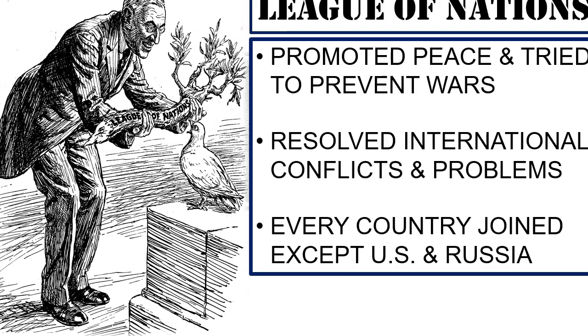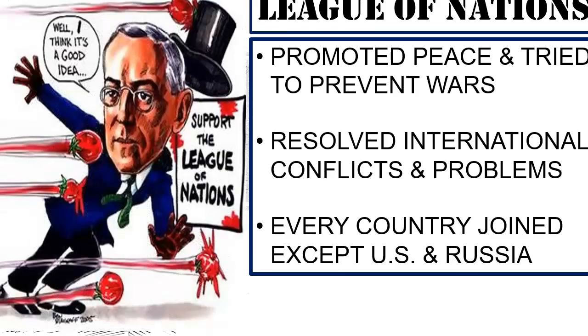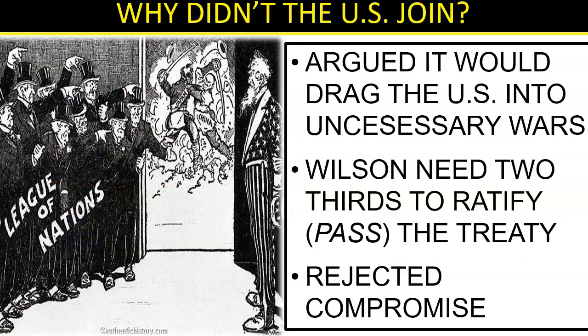The League of Nations would promote peace and try to prevent war, but many thought it was just too big a job for one organization. They'd be responsible for resolving international conflict and problems. And in the end, every country joined except the United States and Russia. Russia had just experienced a revolution of its own in 1917. The U.S. did not join because many in America felt like the League of Nations would pull us into unnecessary war, and we were moving back towards neutrality and isolationism.